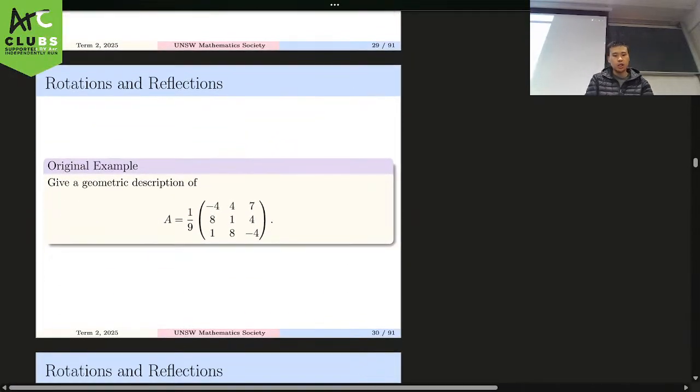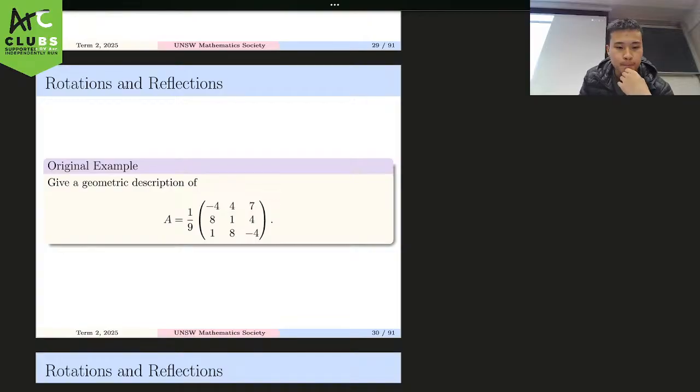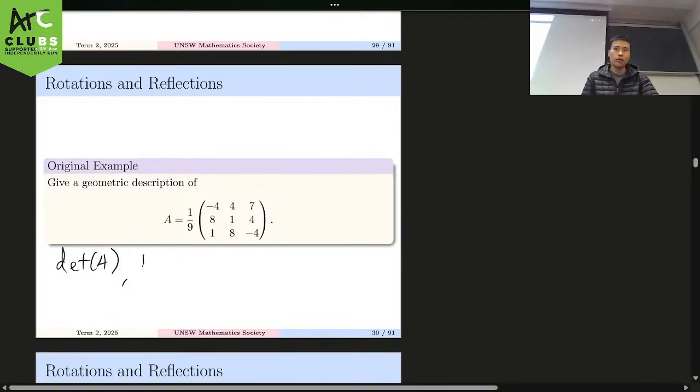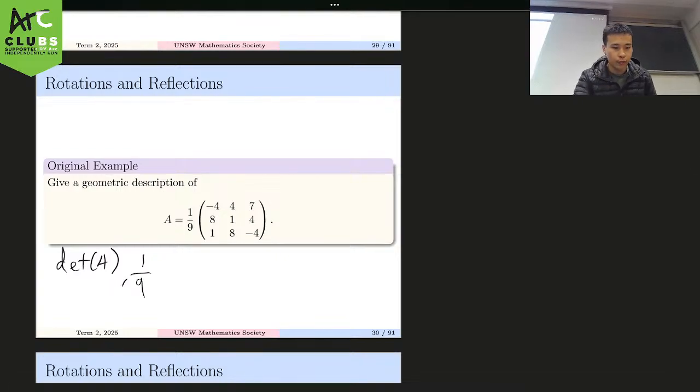Okay, give a geometric description of this. So just do the determinant. Okay, it's a bit of a pain. So determinant of A. Remember that thing from what Rashid would have said yesterday: if you have a factor inside your determinant and take it outside, it wouldn't just be 1 over 9. It would be 1 over 9 to the power of whatever matrix size you have. So it would be 1 over 9 to the power of 3.